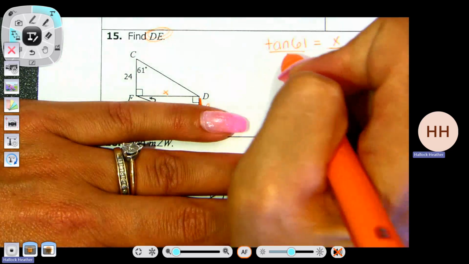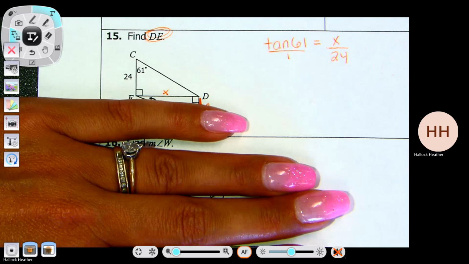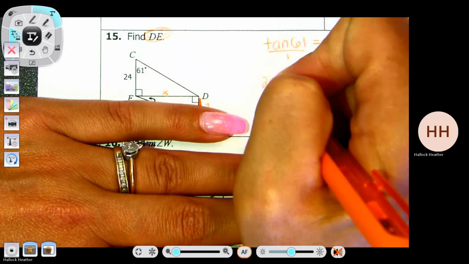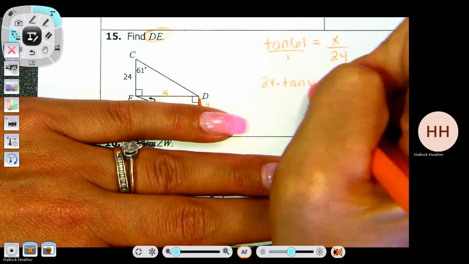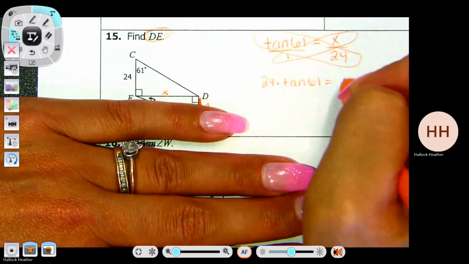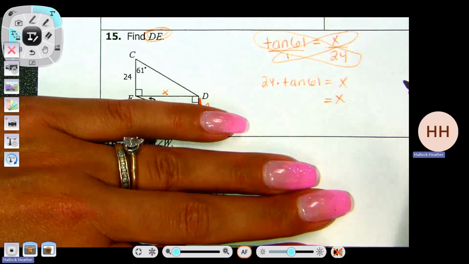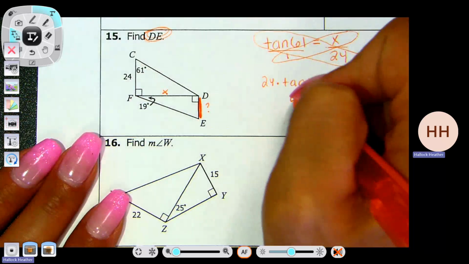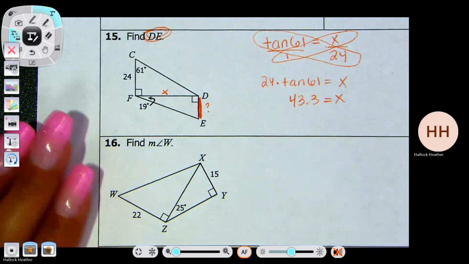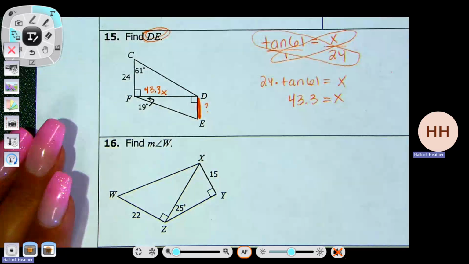Okay, is this a new problem or an old problem? Old. So put it over 1. Cross multiply. You're finding the distance, the length. What do I get for that piece? 43.3. So we're going to put that in our picture. 43.3. Okay, so now let's look at the other triangle.